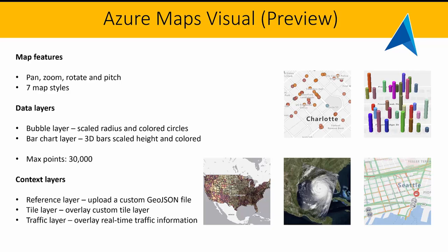You can connect your data to one of two different types of layers. There's the bubble layer, which allows you to show your point data as scaled circles on a map. You can also use the bar chart layer to create 3D bar charts that are the scaled height. These layers allow a maximum of 30,000 points to be rendered. Add additional context to the map by overlaying external data. Use reference layers to render custom GeoJSON data, overlay custom tile layers, or real-time traffic data.